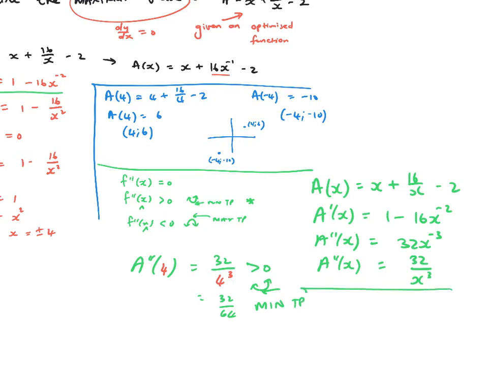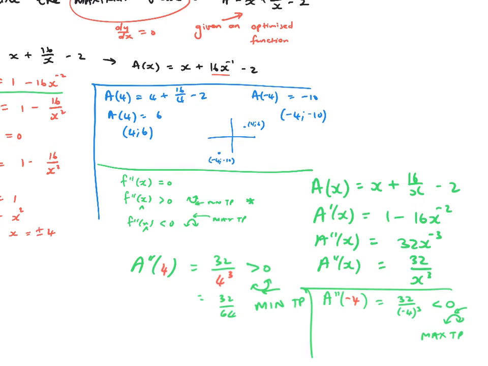And the same story, if in the second derivative I substitute minus 4 into there, you're going to get 32 over minus 4 cubed. Of course that answer would be negative, because minus 4 cubed is minus 64, right? So that answer is negative. That means it's a down face parabola, like Joe's face when he sees me. And that would mean there's going to be a maximum turning point.